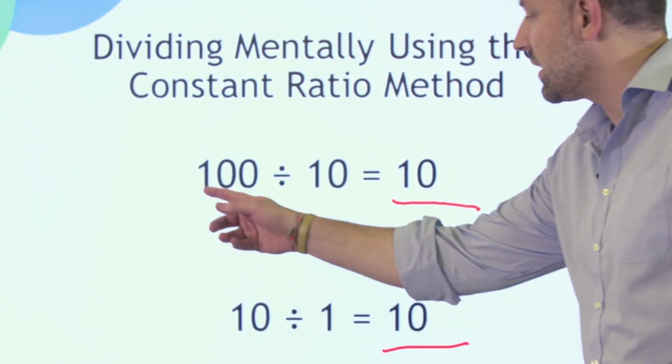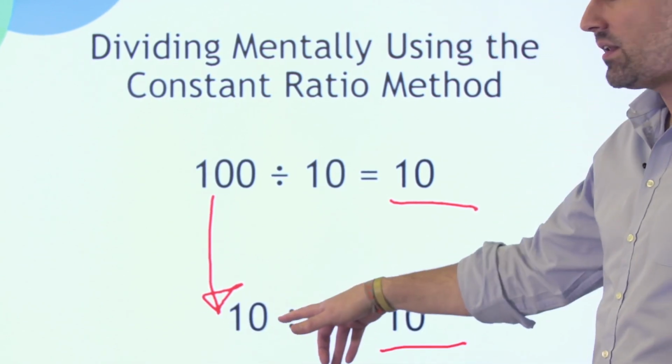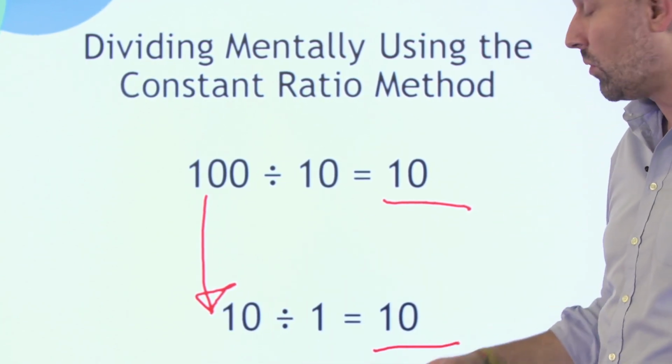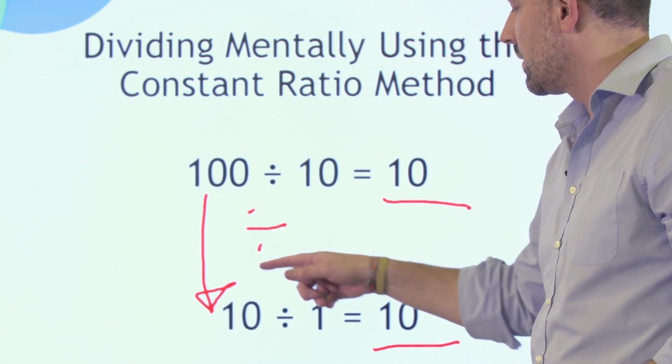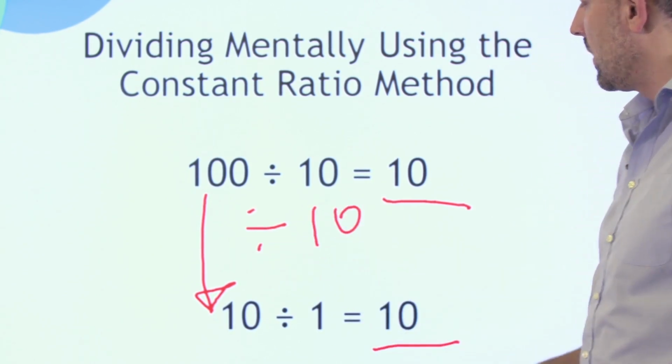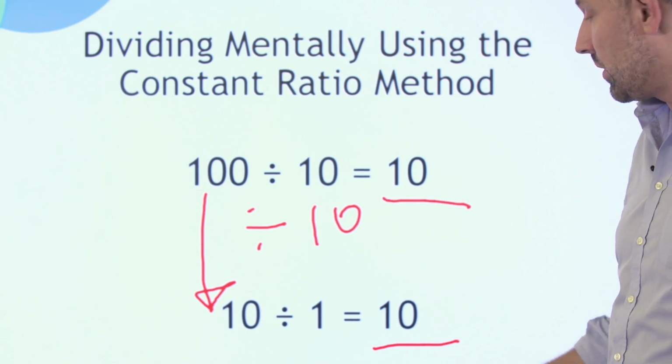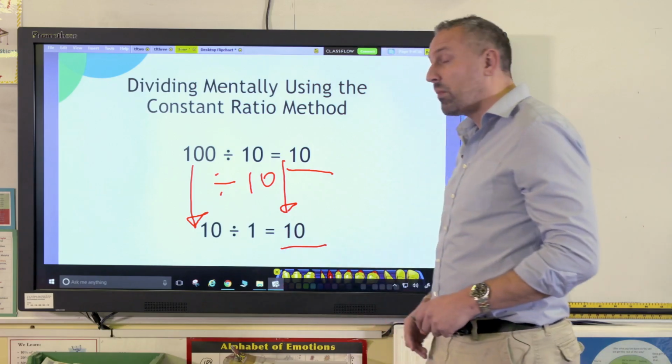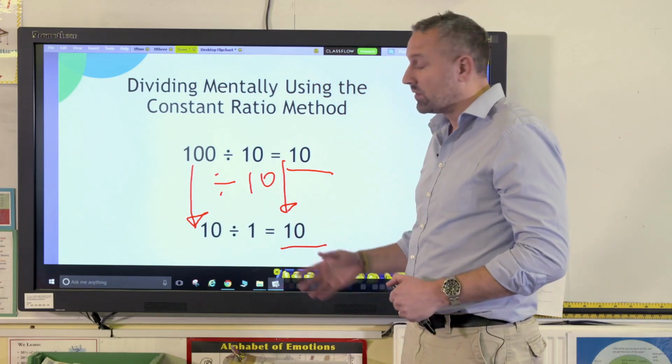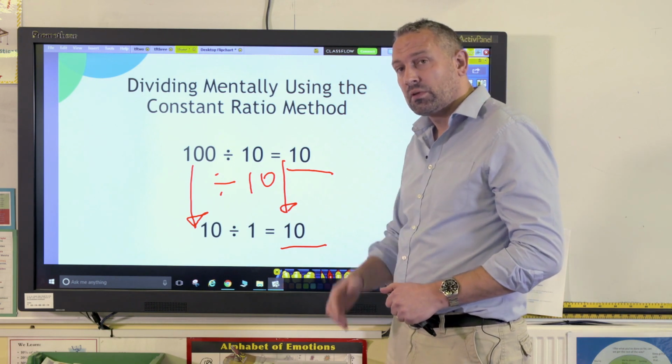And they should be able to see that 10 is 10 times smaller than 100, and that 1 is 10 times smaller than 10. They've both been reduced by the same scale factor, and that's the constant ratio method. Let's look again.